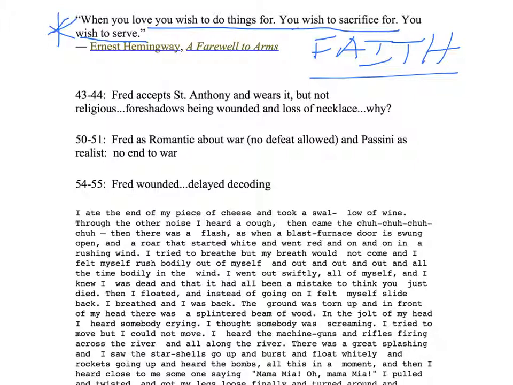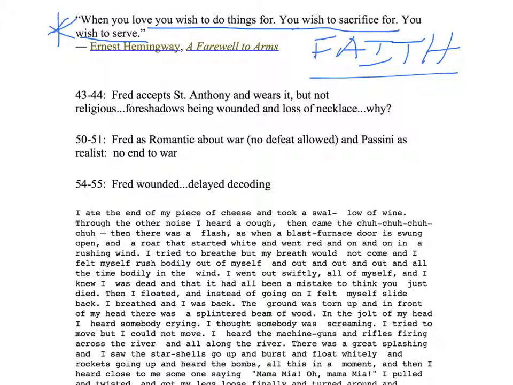And so that's an emerging theme in this book, and we are on this trajectory to seeing if Frederick will realize that for himself. When he goes back to the front, he accepts a St. Anthony token, basically a cross, that he's supposed to wear around his neck, but he doesn't do so. He puts it in his pocket because he's not religious. He receives it from Catherine.